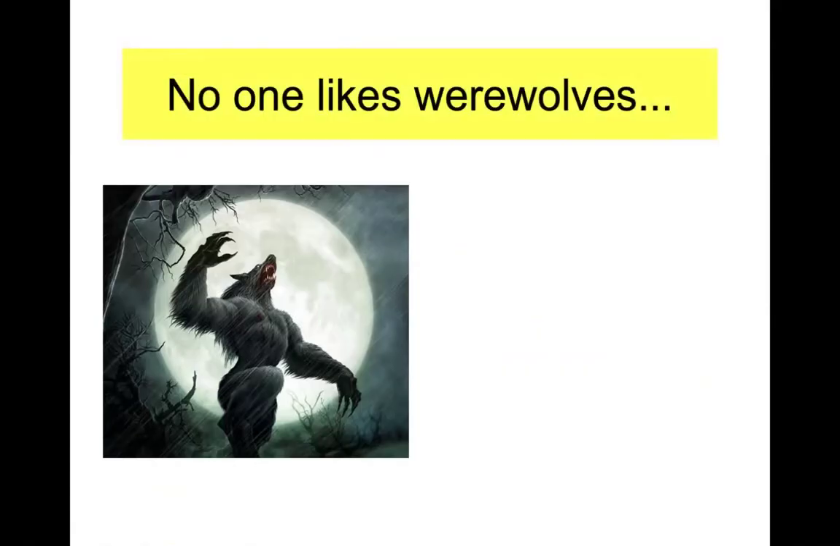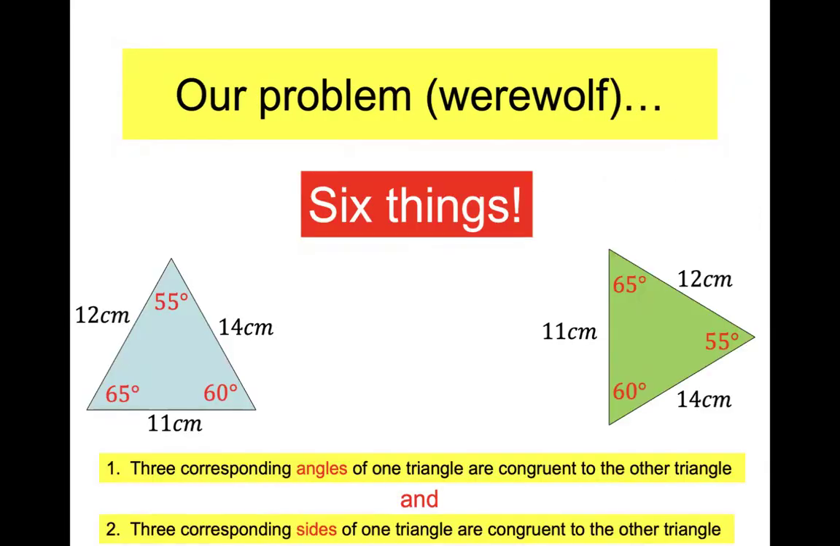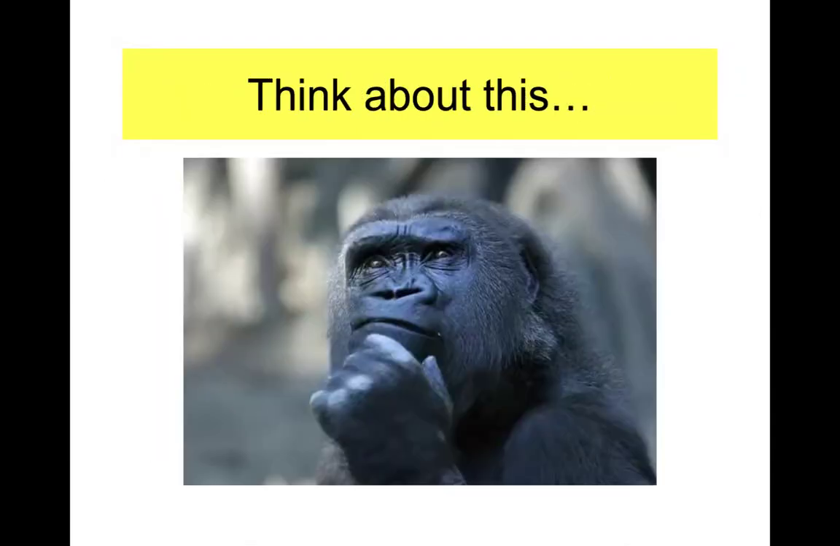Well, in mythology, werewolves are killed with silver bullets, and nobody likes werewolves. So the saying, what's the silver bullet? The metaphor of a silver bullet is a quick and easy way to accomplish something or to fix a problem. And so I refer to the ways to show that triangles are congruent as silver bullets, and there's five of them. And you're going to learn three of them today. So instead of proving that 12 things are congruent, we're only going to prove that three things are congruent.